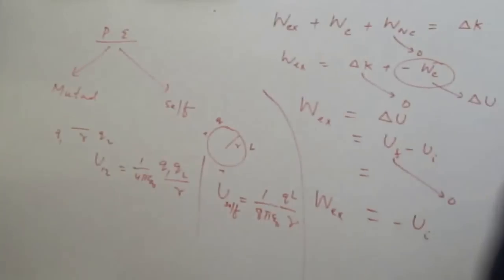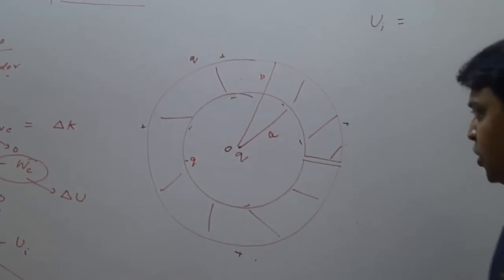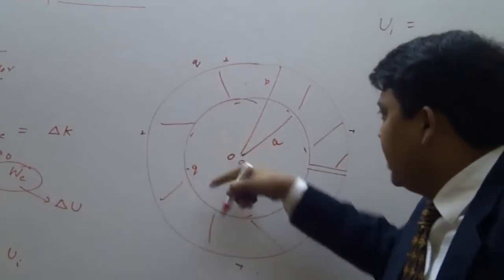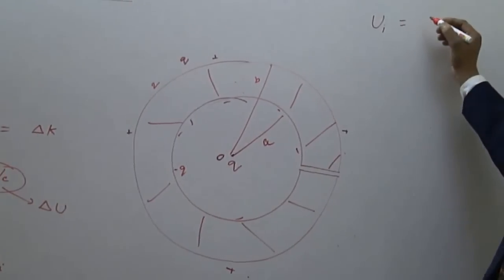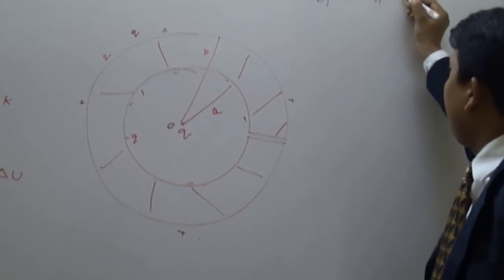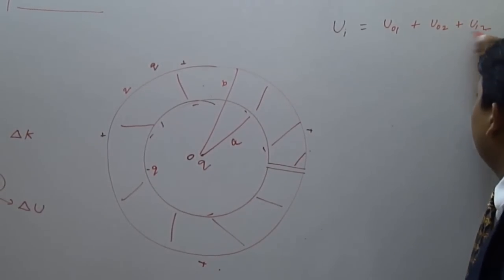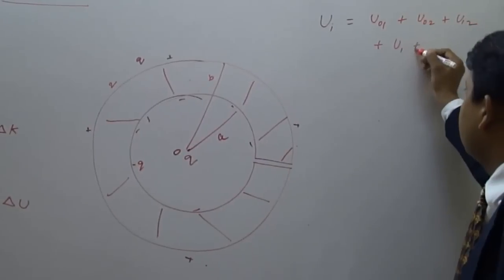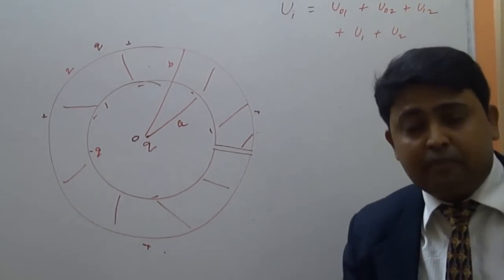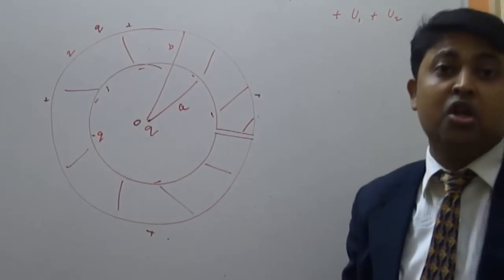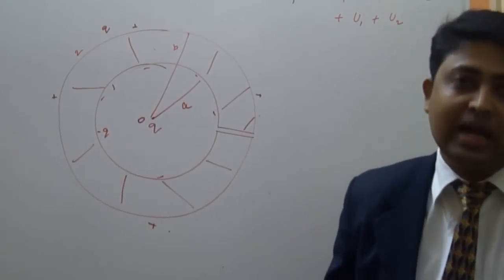Your initial potential energy is the potential energy between O, the inner surface, which I write as 1, and the outer surface, which I write as 2. So it is the mutual potential energy between O and 1, mutual between O and 2, mutual between 1 and 2, self of 1 plus self of 2. And we should remember the self energy is always positive because it is q square, and mutual may be positive or negative. It depends on like charges or unlike charges.